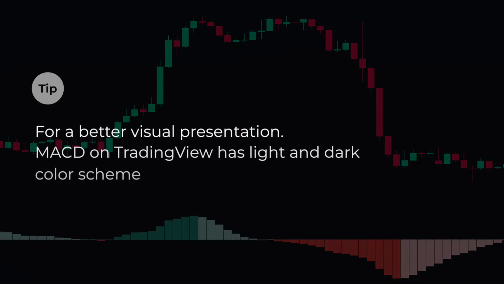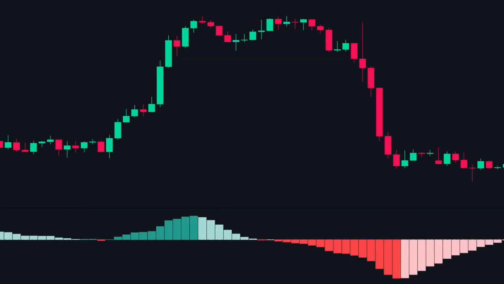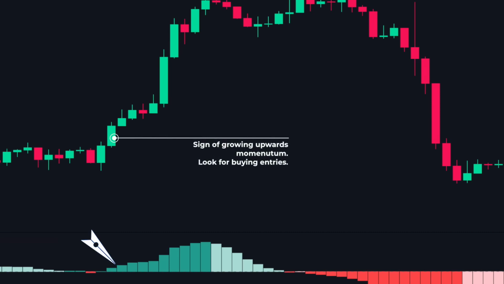For a better visual presentation, the MACD histogram on TradingView has light and dark colors. We see dark colors when the histogram is expanding, and light colors when the histogram is shrinking. At the beginning of an up move, when you see 2 or more dark green bars with an expanding histogram, it is a sign that the upwards momentum is solid and growing. Therefore, it is an excellent opportunity to look for buying entries.